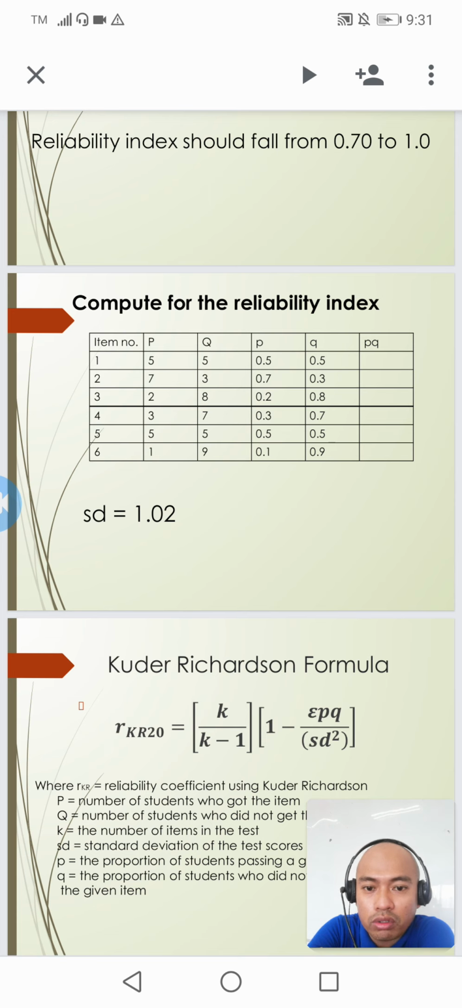Okay? About the Kuder-Richardson formula. I want you to compute for the reliability index of these given items, okay, 6 items with 10 students who took the exam. Given yung SD natin, which is 1.02. Kindly compute the reliability index using the Kuder-Richardson formula, but before you do it, you need to fill up the column for PQ, the product of PQ. Okay? Now take note that K is the number of items.